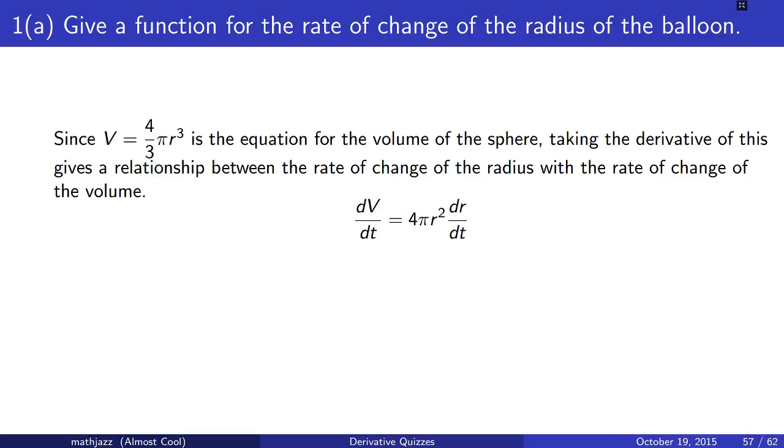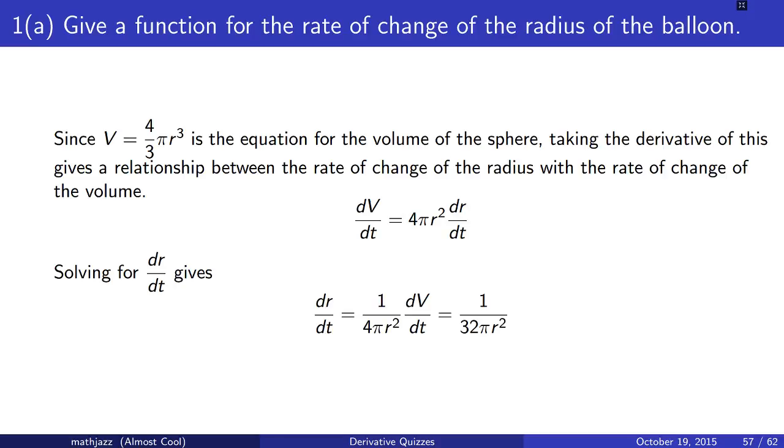1a. Give a function for the rate of change of the radius of the balloon. Since V equals 4/3 pi r cubed is the equation for the volume of the sphere, taking the derivative of this gives a relationship between the rate of change of the radius and the rate of change of the volume. So, we get dV/dt equals 4 pi r squared dr/dt.